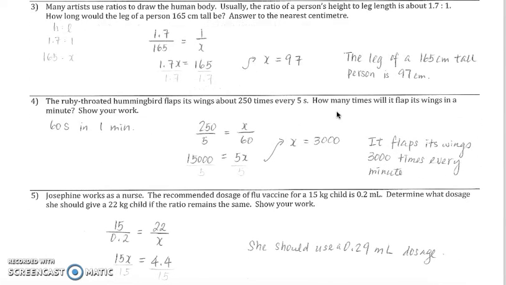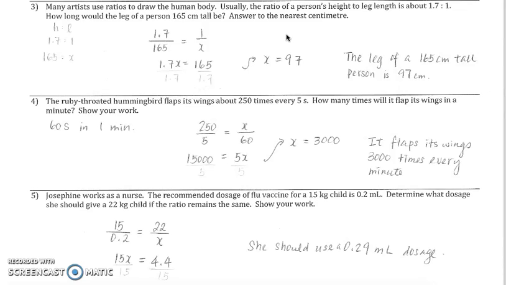Number 3. Many artists use ratios to draw the human body. Usually, the ratio of a person's height to leg length is about 1.7 to 1. How long would the leg of a person 165 centimeters tall be? Answer to the nearest centimeter.